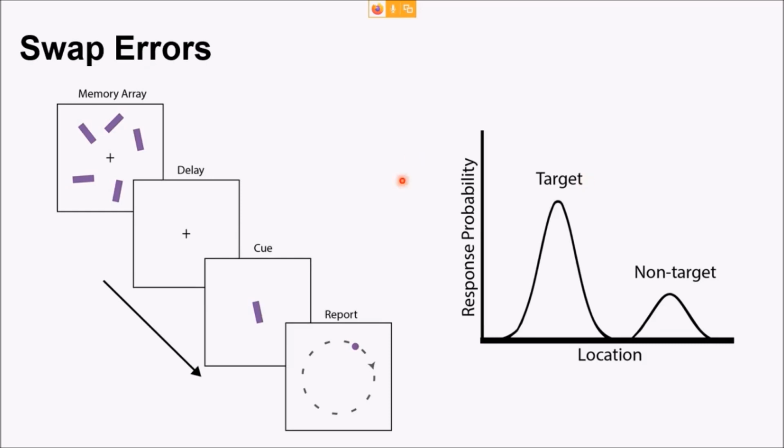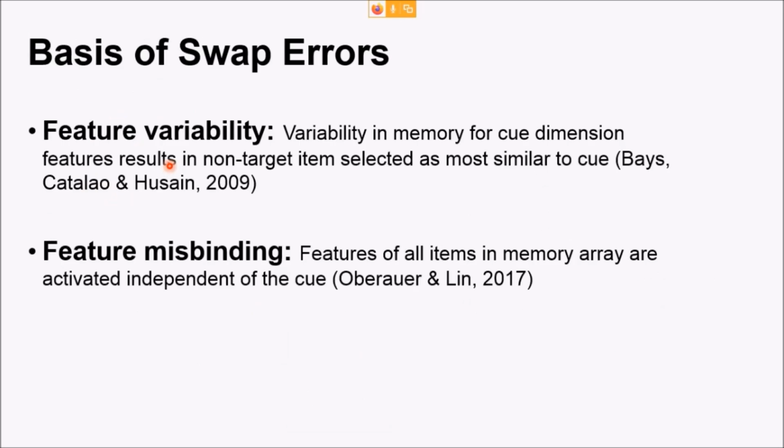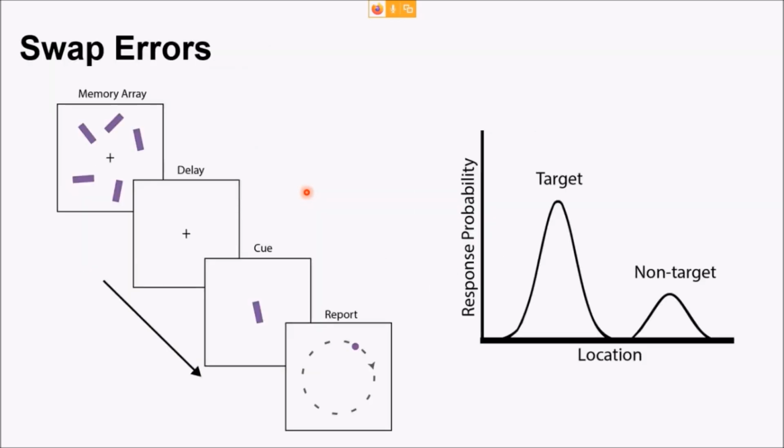A key finding regarding swap errors is that they are more likely to occur to non-targets more similar to the target in the cue feature dimension. So in this example, when the cue is orientation, you'll be more likely to make a swap error towards non-targets closer in orientation to the target. This key similarity effect is consistent with the idea that swap errors are caused by a variability in memory for the key feature. Going back again to this example, if you were cued with this orientation, but the orientations that were presented within the memory array have all been stored with some variability, then you may report the location of this item here, as it is similar in orientation to the cue.